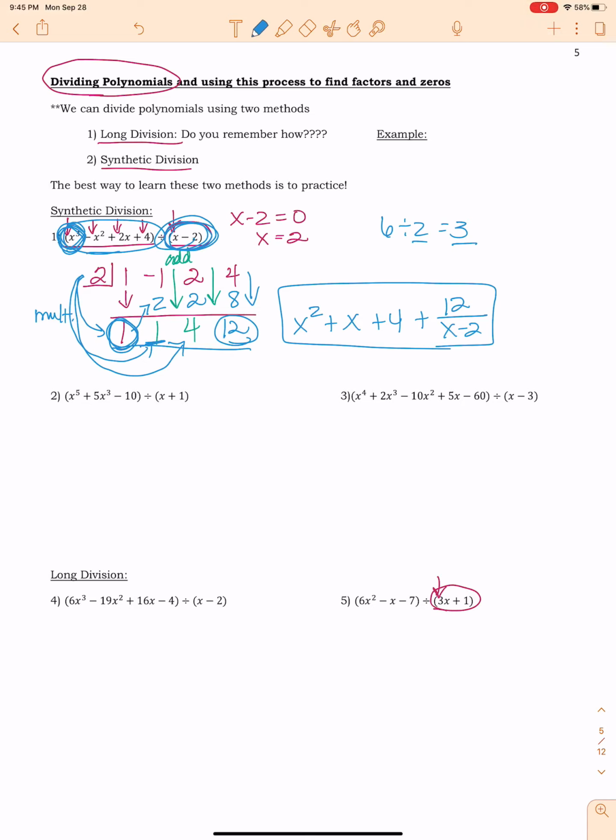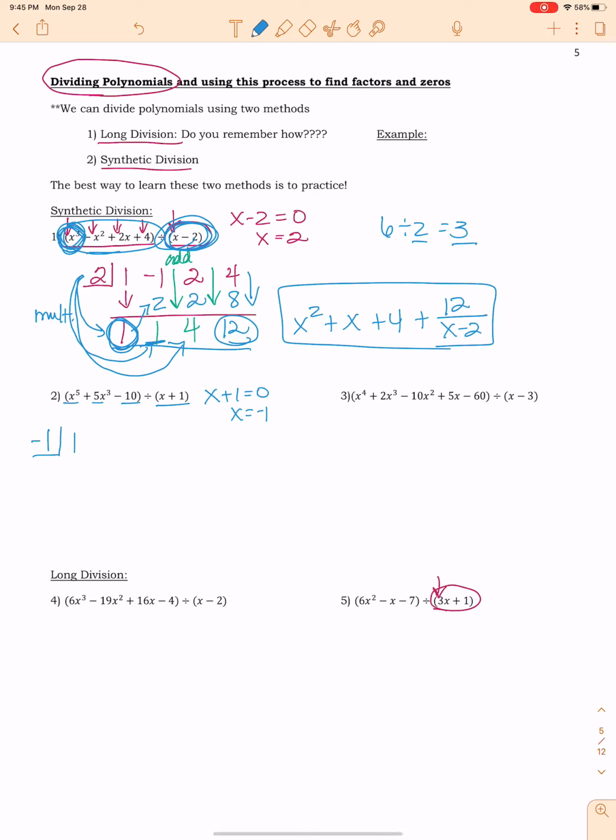Okay, let's do some more practice. We've got this down here, x minus 1. So when I solve for 0, I get negative 1. Negative 1 goes in the little corner. I have x to the 5th, 5x to the 3rd, and negative 10. Notice that in this particular problem, I do not have an x to the 4th, or an x squared, or an x, but I still have to make space for them. So I always have to make space for missing terms.